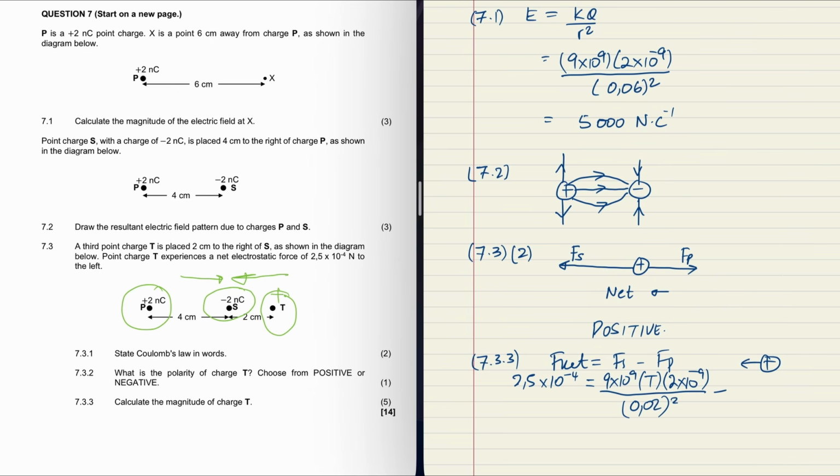Then we're minusing 9 times 10 to the 9 into the charge of T into 2 times 10 to the negative 9, divided by P, which is 6 centimeters away from T, so that's 0.06 all squared. We can then solve for T, and the calculator gives us 6.25 times 10 to the negative 9 coulombs.